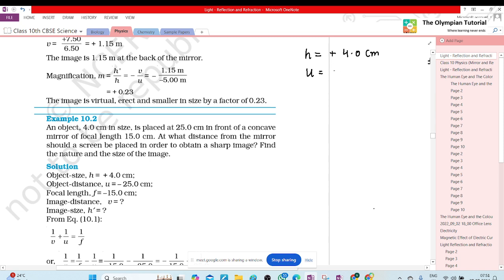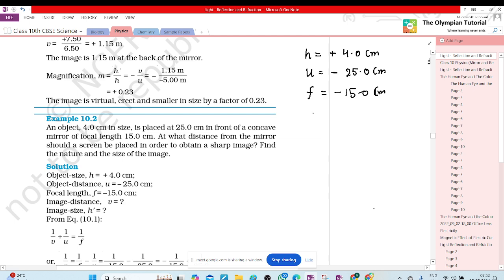So u is negative in front of the concave mirror. The focal length of a concave mirror is taken as negative. Yes, ma'am. Minus 15, and the radius will be minus 30 centimeter. Find the nature and size of the image.